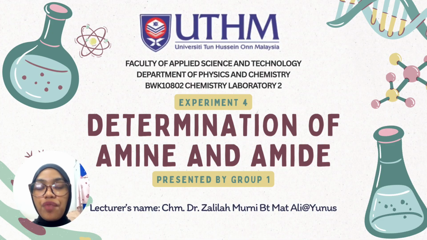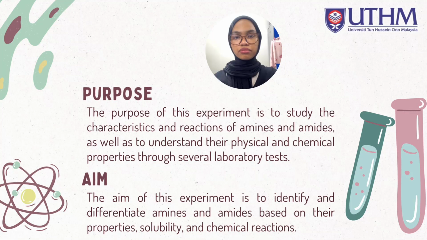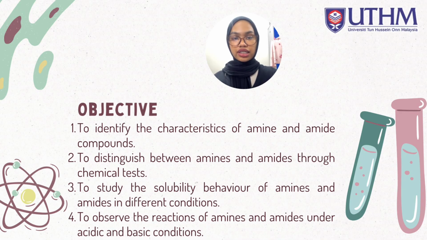For experiment 4, we did determination of amine and amide. The purpose of this experiment is to study the characteristics and reactions of amines and amides, as well as to understand their physical and chemical properties through several lab tests. The aim of this experiment is to identify and differentiate amines and amides based on their properties, solubility, and chemical reaction. There are four objectives for this experiment.